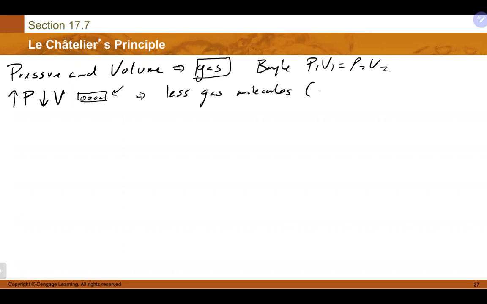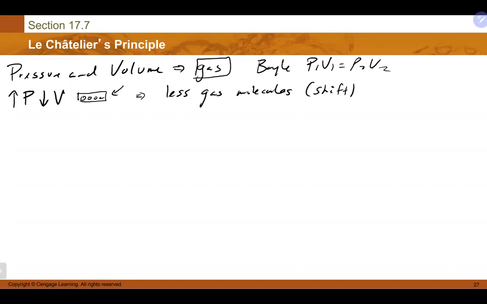So it will shift to whichever side has the least number of gas molecules, because basically we lowered the volume, the pressure went up. So to bring the pressure back down, we need fewer gas molecules in that smaller volume. So small volume, fewer gas molecules. How we figure that out is very simple. We just look at the equation.